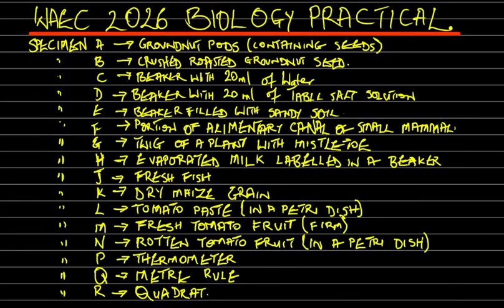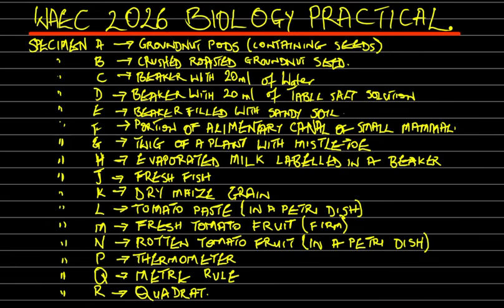So our specimen A, we have the groundnut pod. And for our specimen B, we have the crushed or roasted groundnut seed. Our specimen C is beaker with 200 ml of water. Our specimen D is beaker containing 20 ml of table salt solution. Our specimen E is beaker filled with sandy soil.